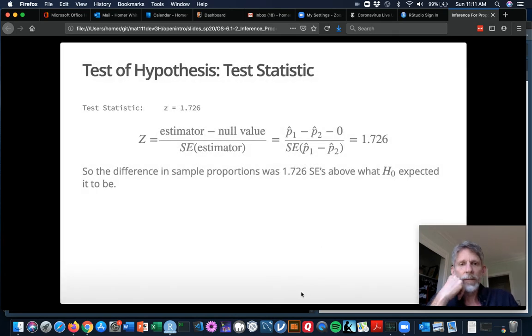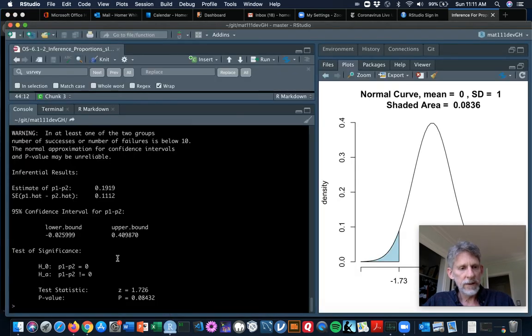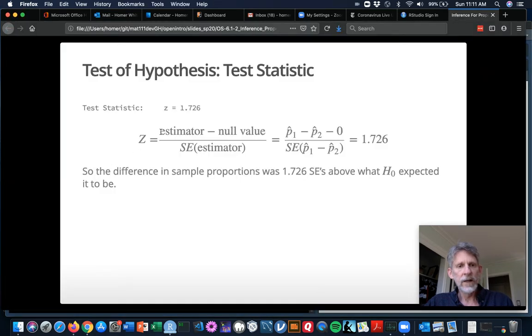We can see the same thing if we go to the test of hypothesis. And in the output, the test statistic is given down near the end. It is a z-score, and we'll take a look at the formula here. A z-statistic is always your point estimate minus the null value over the standard error for your estimator.